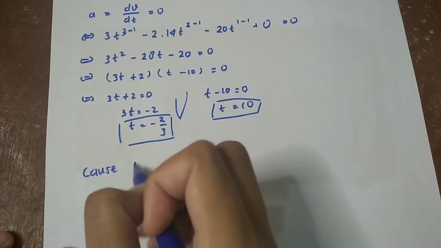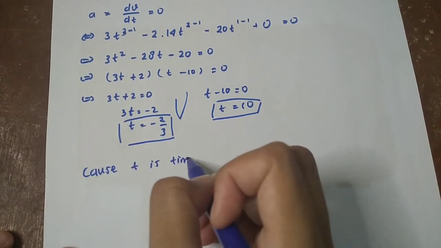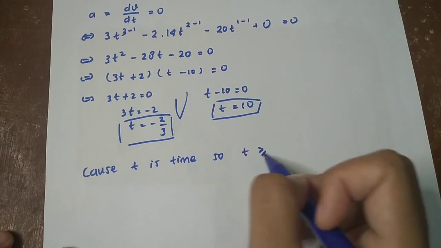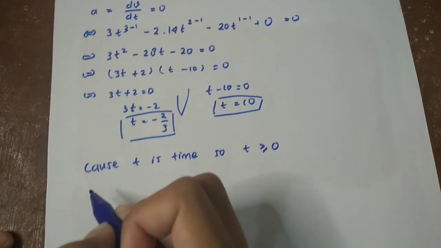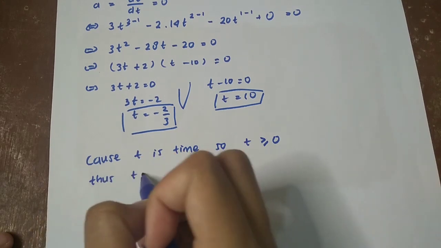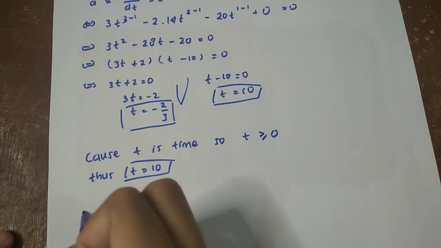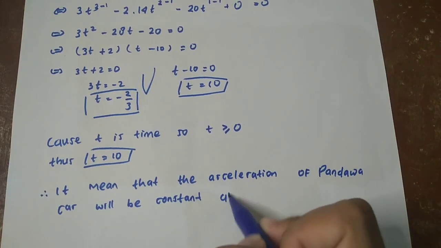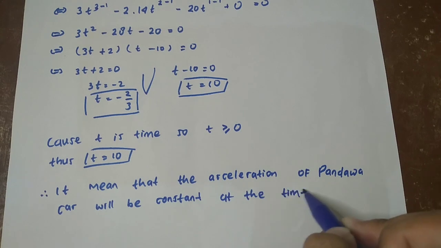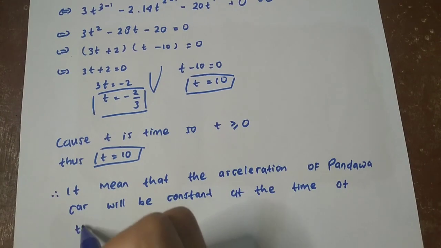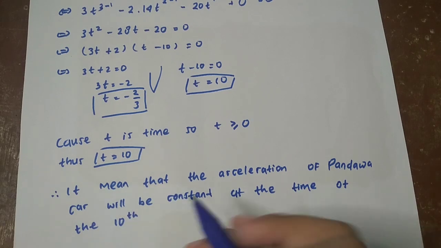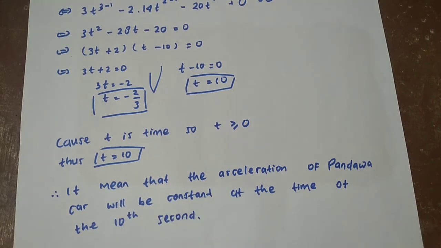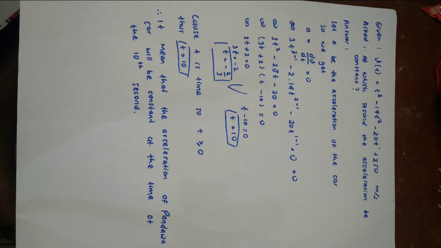Okay guys, do you remember about t? Well, t is time, right? So t must be greater than or equal to 0. So t is not negative. So we will choose t equal to 10. Because we have found that t equals 10, it means that the acceleration of the Pandawa car will be constant at the 10th second. Okay, this is the solution. You can rotate your handphone to see it clearly.